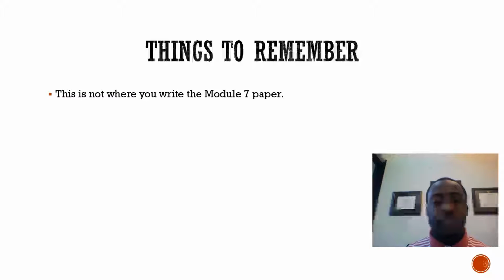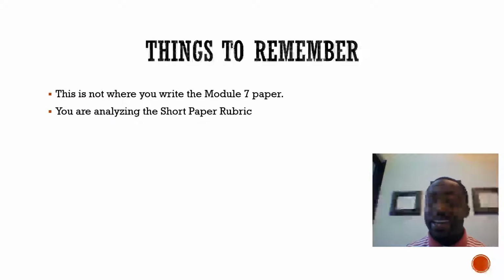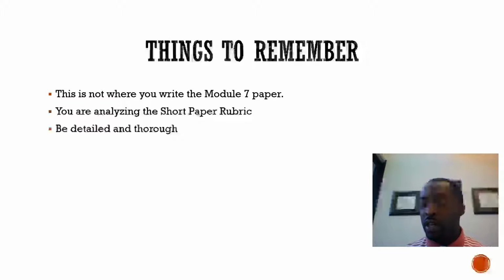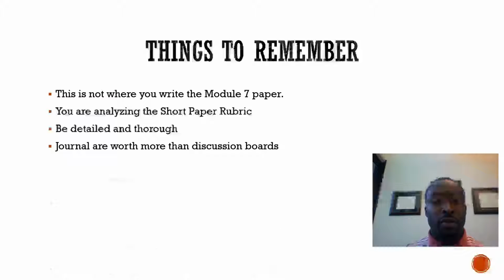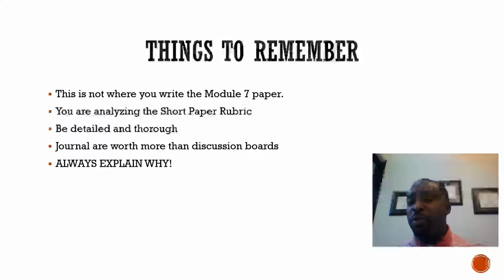Things to remember. This is a very brief presentation. This is not where you write about the Module 7 paper. You're not going into great detail about the paper, but you want to expound on each element. You are analyzing the short paper rubric only. This is where you're analyzing. Be detailed and thorough. This is a little more detailed than a discussion board, worth more points. I think this is 50 points. So you want to be detailed and thorough, and you always want to explain why you picked something.